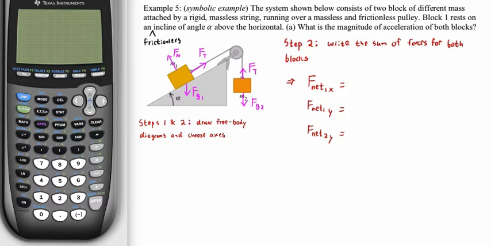So I'm going to choose a tilted coordinate axis for mass m1. And by tilted, I just mean that I want the x-axis to be parallel to the slope and the y-axis to be perpendicular. And then for the hanging block, I'm simply going to choose a coordinate axis where positive y is defined upward.